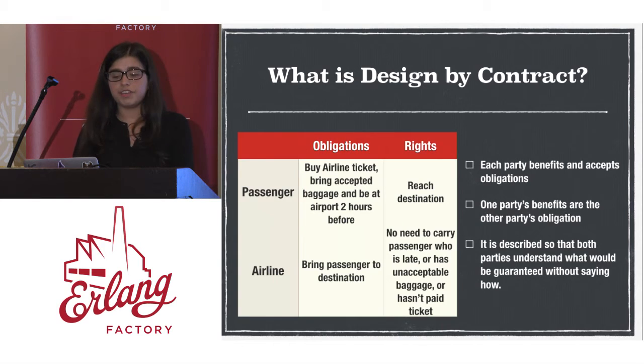So in human affairs, what is design by contract? This is an illustrating contract between an airline and a customer. For example, for me to get from Barranquilla to San Francisco, I had the obligation as a passenger to buy an airplane ticket, bring acceptable baggage to the airport, and be there 2 hours before. And my right as a client is to reach the destination.